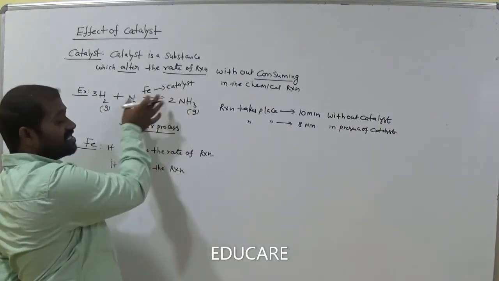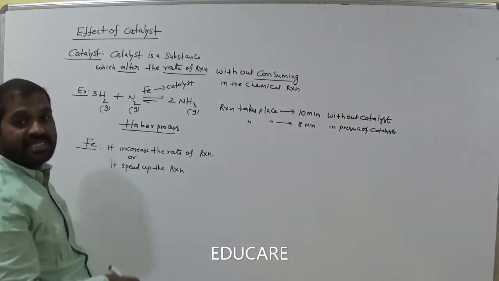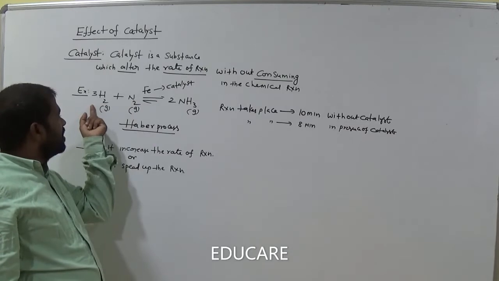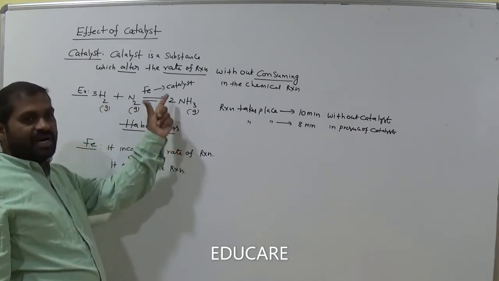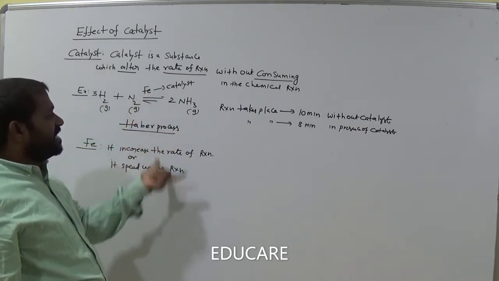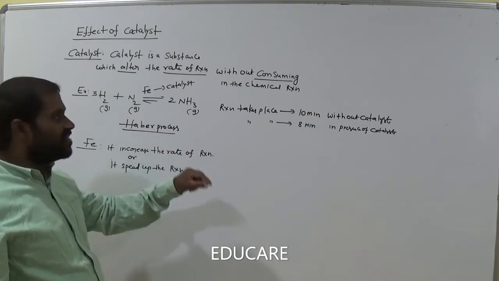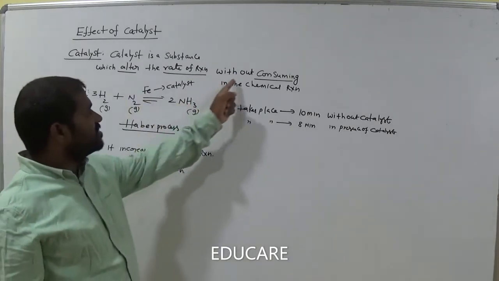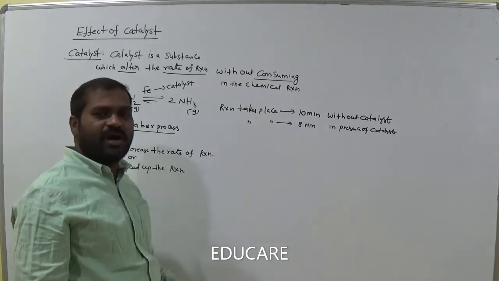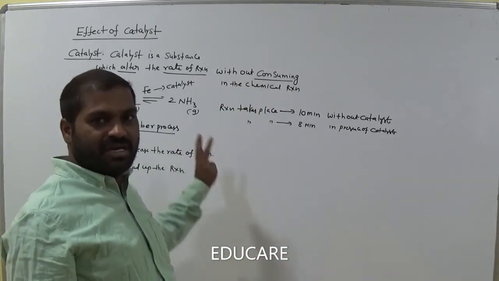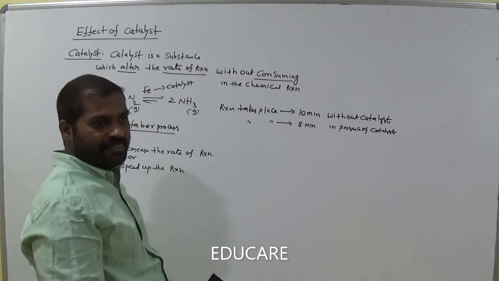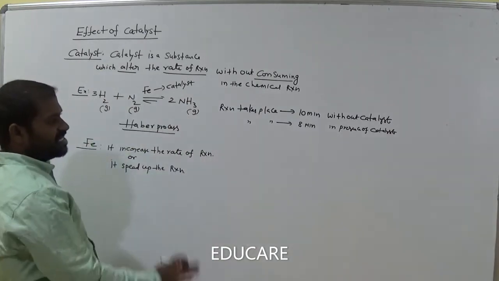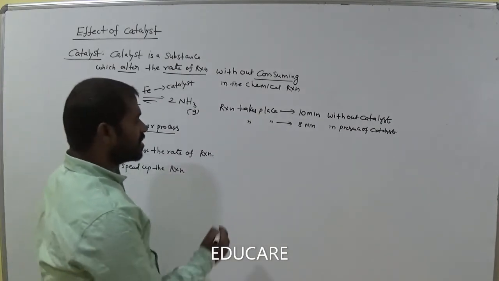So a catalyst doesn't interact chemically with reactants and products, but it just increases the rate of the reaction. After the reaction we can again remove the catalyst, remember this, okay? So without consuming in the chemical reaction means after the reaction we can again remove the catalyst. Is it clear? It doesn't react with reactants and products, remember, it just speeds up the reaction. So finally, what do we conclude from catalyst?